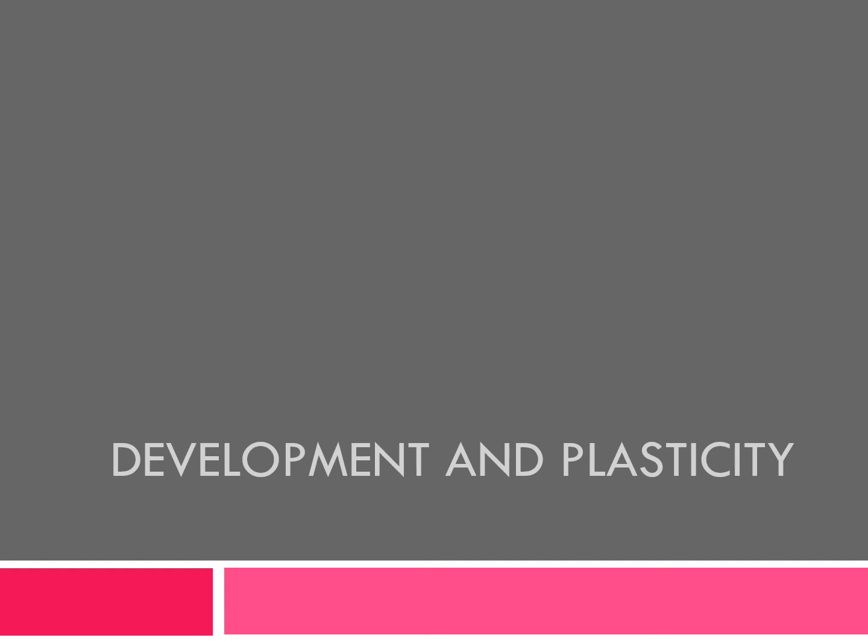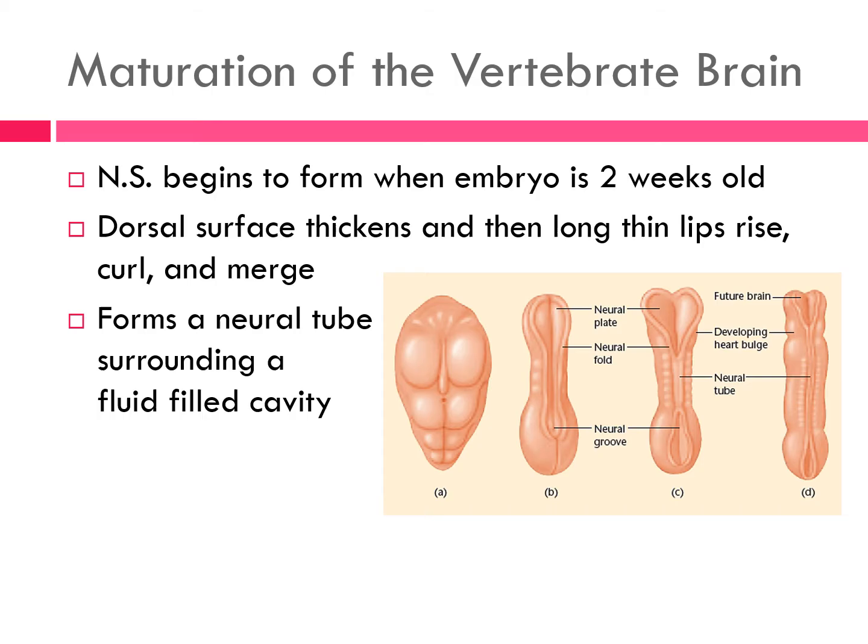Okay, today we're going to talk about development and plasticity of the brain. So at just 2 weeks gestation, when an embryo is 2 weeks old, the nervous system begins to form.